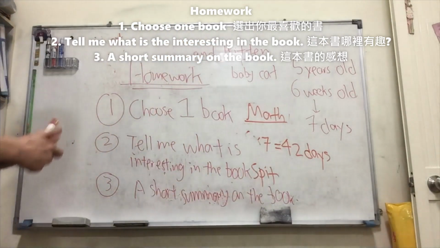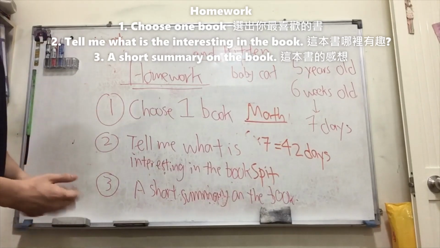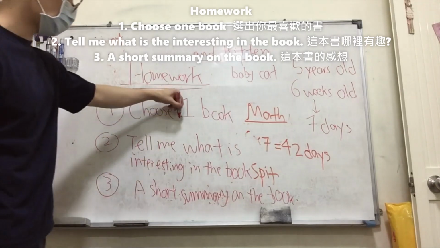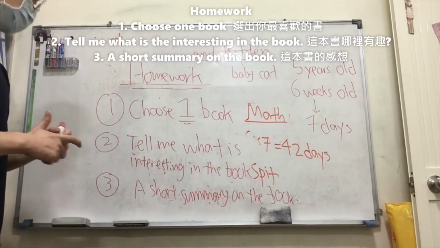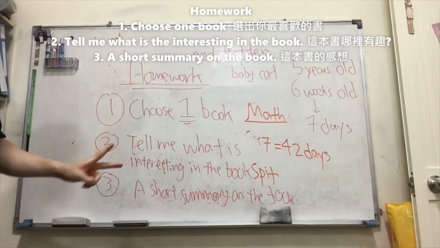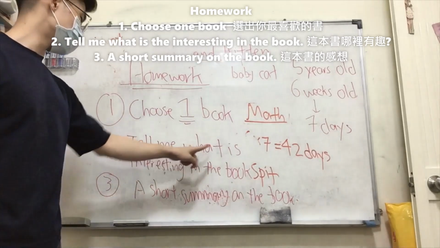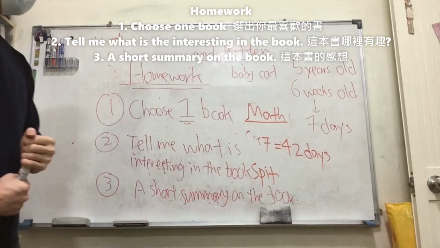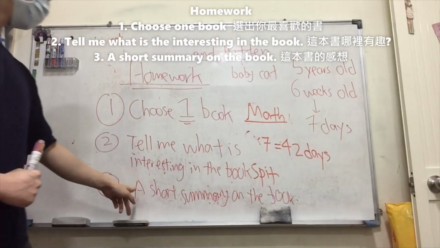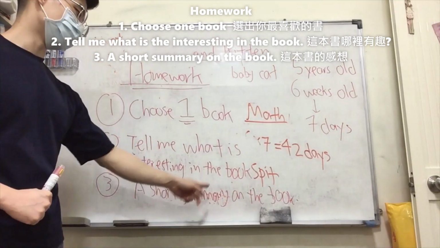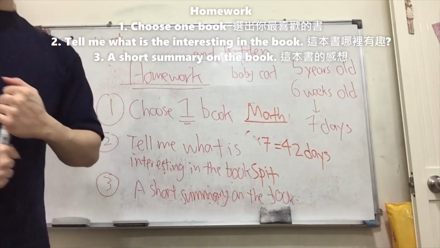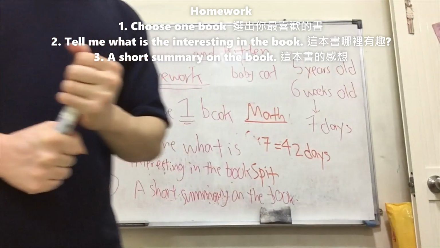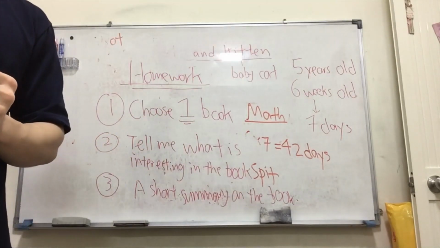Okay, so three things that you need to do. The first one, choose one book that you like the most. Okay, number two, tell me what is interesting in the book. Okay, number three, write a short summary on the book. Okay, that will be it for the end of this lesson. All right.